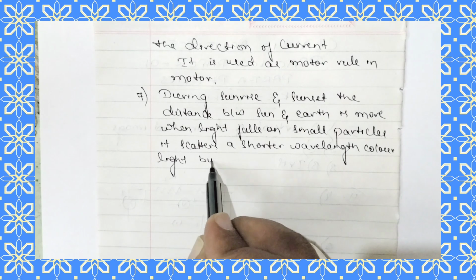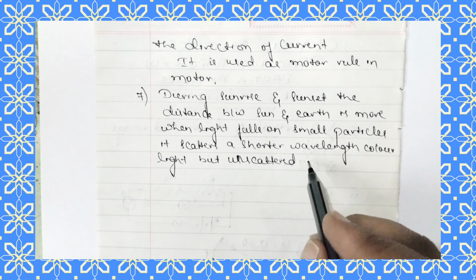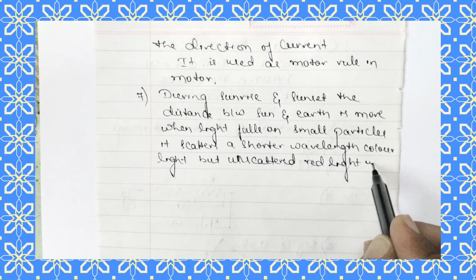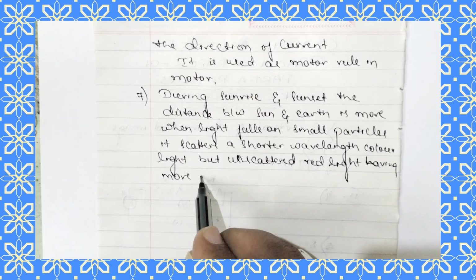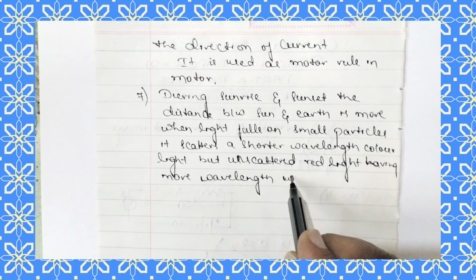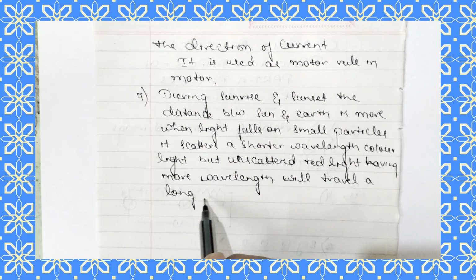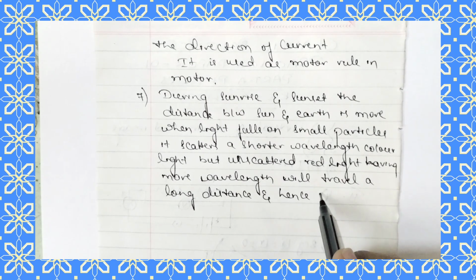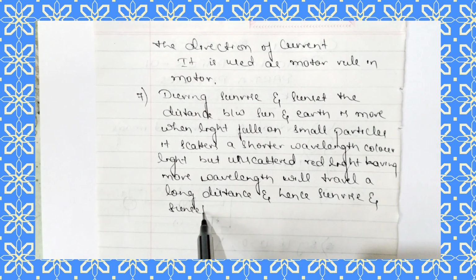but the unscattered red light having more wavelength will travel a long distance and hence sunrise and sunset appears red.